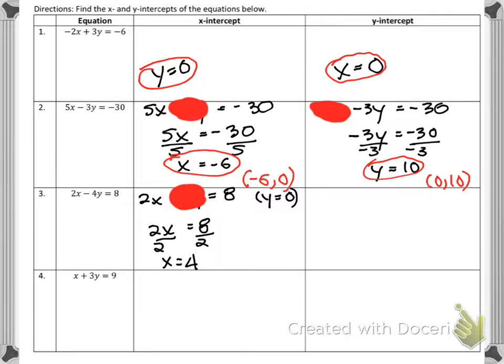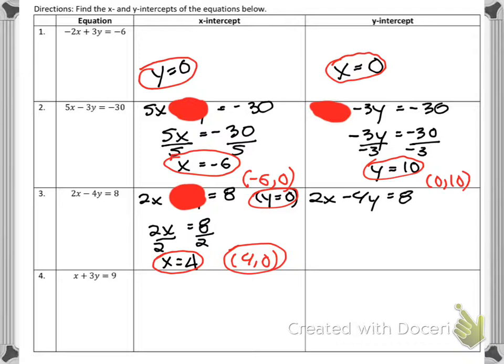Now remember, I need to build myself an ordered pair. An ordered pair has both an x and a y value. In this case, x is 4 and y is 0. So my final answer is the ordered pair 4, 0. Let's find the y-intercept here. We have 2x minus 4y equals 8.